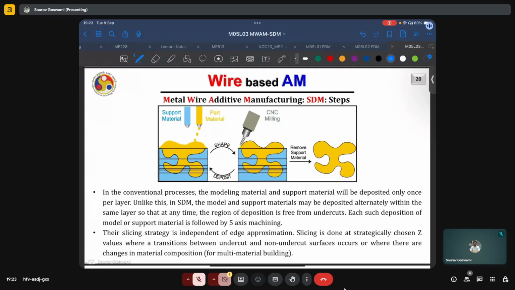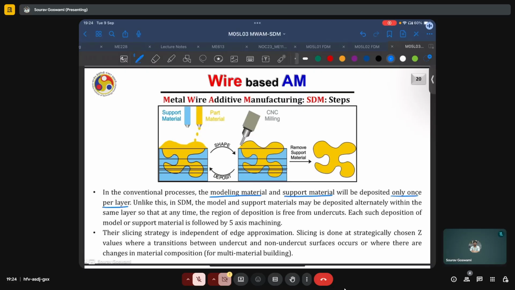We see how, as opposed to say layers, uniform layers, we have these segments or non-uniform slices of material, and in each slice, the deposition sequence can be altered, as in it's not necessary that we always first deposit support and then deposit the material, as we will see in some cases. The build material may be deposited first, and it may be used to support the support material, which will be deposited subsequently. In conventional processes, the modeling material and support material will be deposited only once per layer.